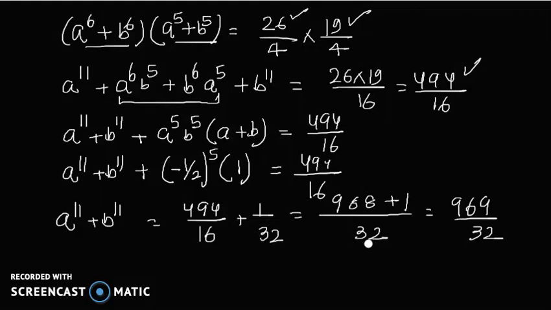16 times 16, we divide 32 by 16, we get 2, and 494 times 2 is 4 2s are 8, 9 2s are 18, 988, sorry, 988 plus 1, so it will be 989 by 32. So a to the power 11 plus b to the power 11, finally we get 989 by 32. That is our answer.